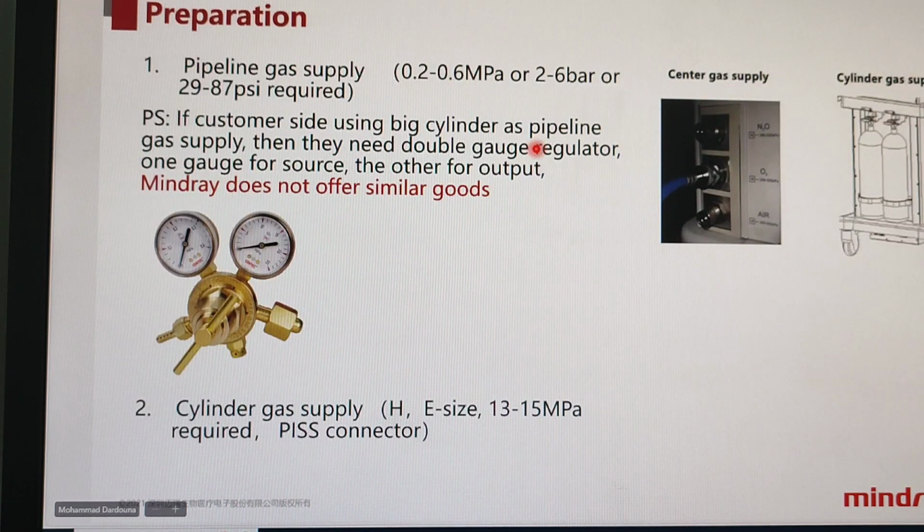While we install the machine, we have to confirm that the gas supply is within the range. What's the range of the gas supply? It's from 200 kilopascal up to 650 or 600 kilopascal. From 2 bar up to 6 bar, or from 29 PSI to 87 PSI required. So we have to confirm that we have gas supply within the range of operation of our machine. Actually, our machine works from 2.8 up to 6 bar, which is 280 kilopascal up to 600 kilopascal.